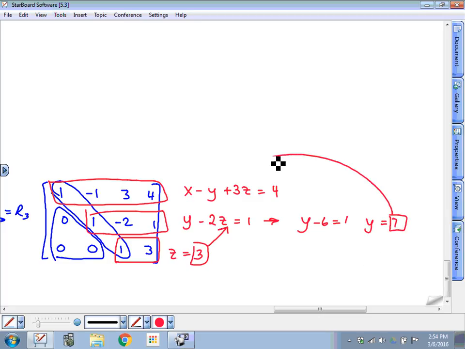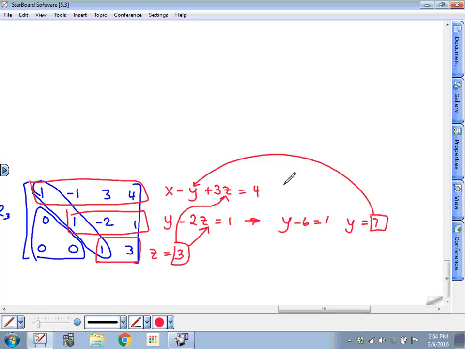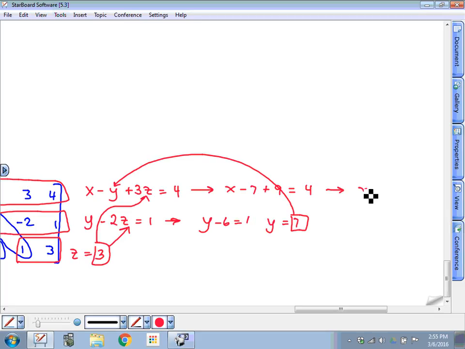Now you take that value and plug it in there, and we already knew that z was equal to 3, so you plug that in there, and you get an equation of x minus 7 plus 3 times 3, which is 9, equals 4. Negative 7 plus 9 is 2. So you have x plus 2 equals 4, and finally x equals 2. So z equals 3, y equals 7, x equals 2.